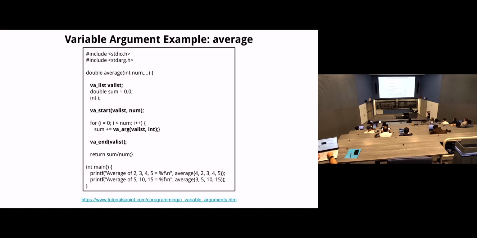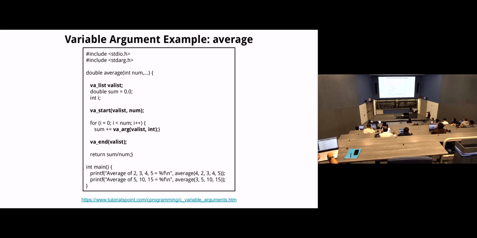The first parameter is just the number of inputs. It doesn't have to be this way; it can be other types as well. Then it's just the 3 dots to say there are more arguments. But at compile time, we don't know what the arguments are. Then at the beginning of the function, we declare this va_list. This is part of the standard, provided by the C library. Then we declare sum, which is 0, and the index i.